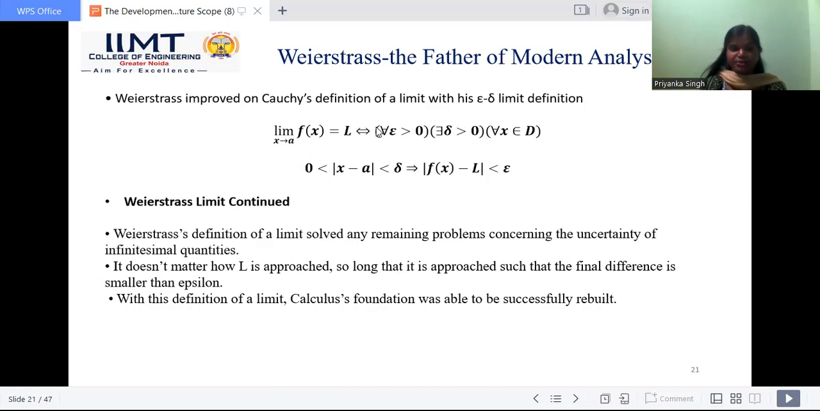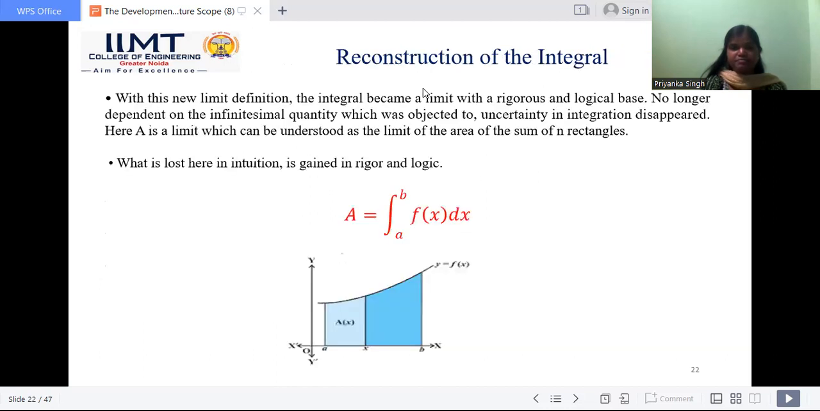Weierstrass' definition of a limit solved any remaining problems concerning the uncertainty of infinitesimal quantities. It does not matter how L is approached, so long as it is approached such that the final difference is smaller than epsilon. With this definition of a limit, calculus' foundation was able to be successfully rebuilt. Reconstruction of the integral: with the new limit definition, the integral becomes a limit with a rigorous and logical base.